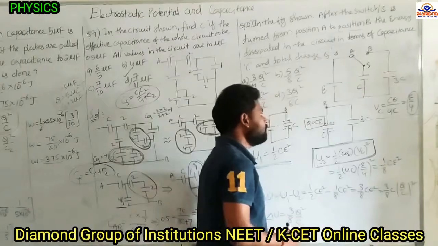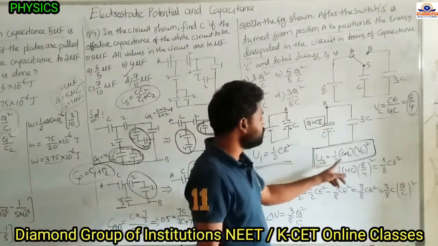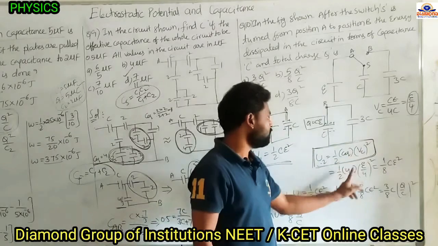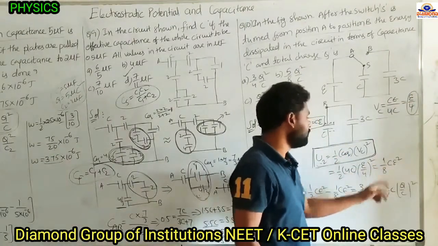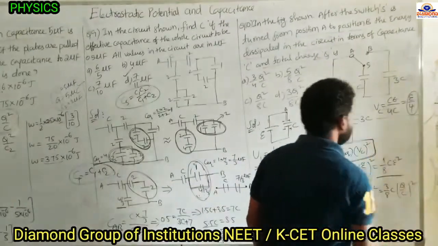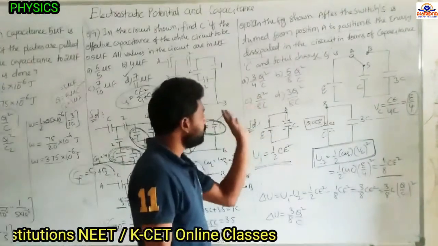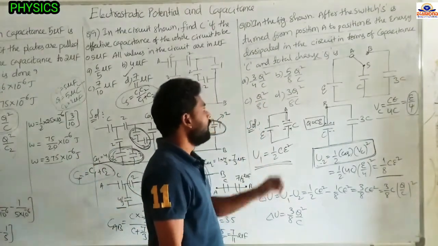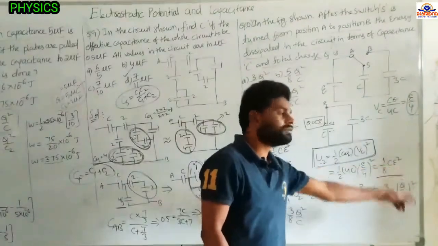Then the energy of the system after connecting the switch to B: U2 equal to half into C equivalent into Vc square. Half into C equivalent, C plus 3C, 4C, and the common potential is E by 4, E by 4 whole square. Then from that we are getting 1 by 8 C E square. That means whenever the switch is connected to A, the energy stored is half C E square, and whenever it is connected to B, the energy stored is 1 by 8 C E square.